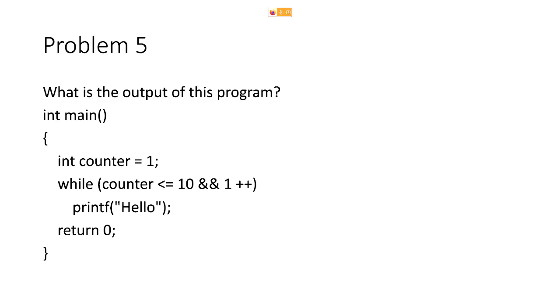So actually, the right answer here is that it was a compilation error, because here your condition has 1 plus plus. So 1 is a constant, it's a literal, it's not a variable. So your compiler is going to give an error that it is expecting a variable value which it can increment. So this plus plus operator is not applicable on this literal. That's why this is going to be a compilation error here.